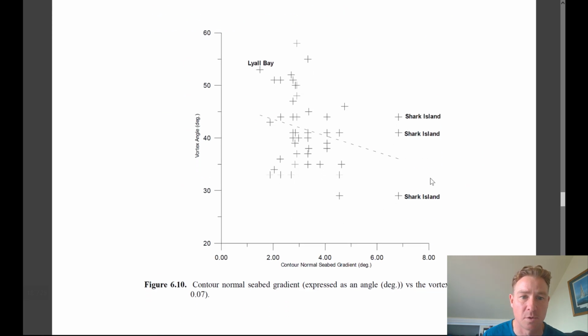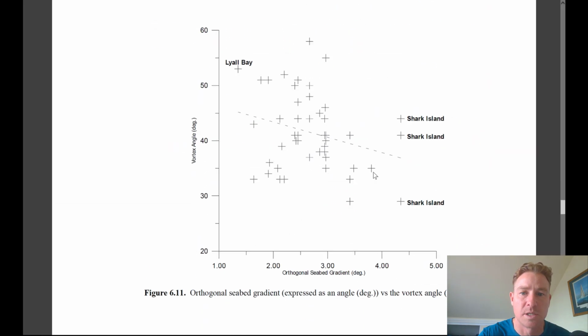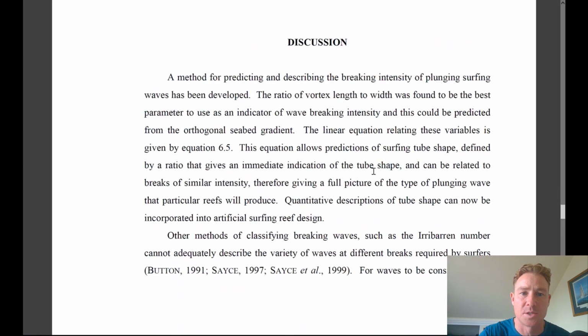They did vortex angle to the contour of the normal seabed gradient, so not the orthogonal seabed gradient, but the normal seabed gradient, meaning it's not the line that the wave is traveling on. And they found a little bit more correlation there, but not much. And in that one, the problem is that they had 3 different vortex angles for Shark Island, vastly different vortex angles. So the consistency of vortex angle was really difficult for them to measure.